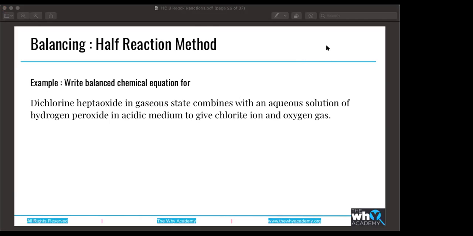Chlorite ion. So the chlorite formula is ClO2 minus, and there will be some charge, plus oxygen gas. Cl2O7 plus solution of hydrogen peroxide, so H2O2, will give us chlorite, ClO2 minus, and plus O2.